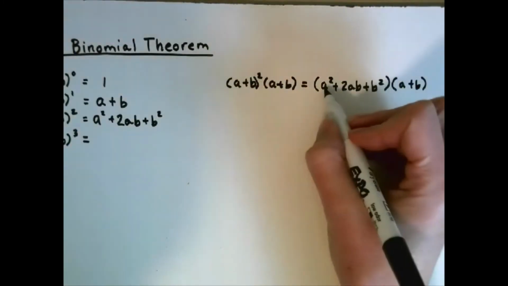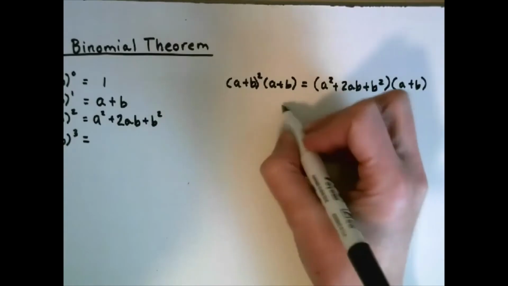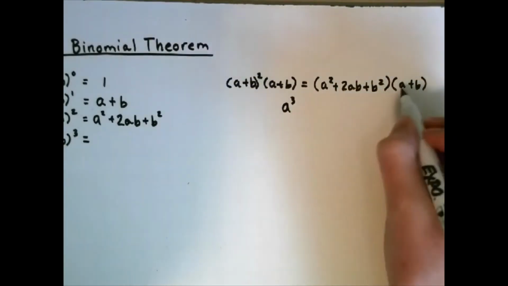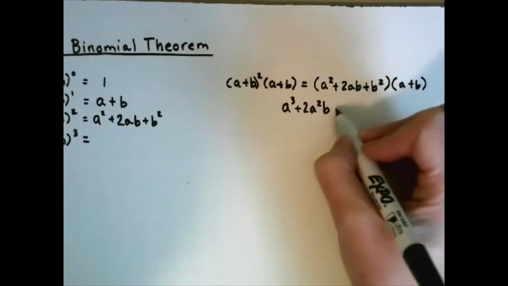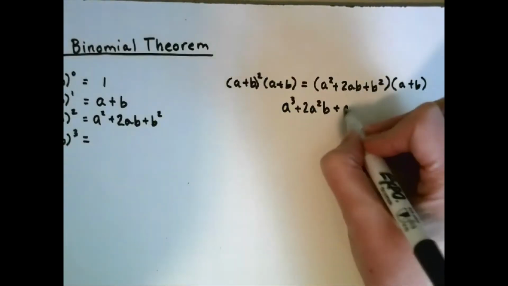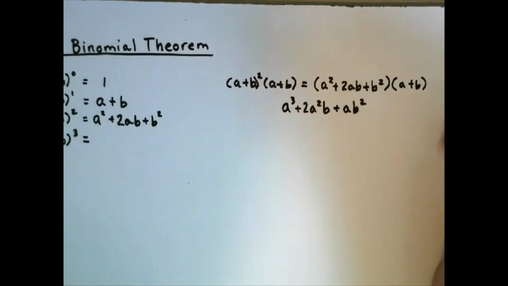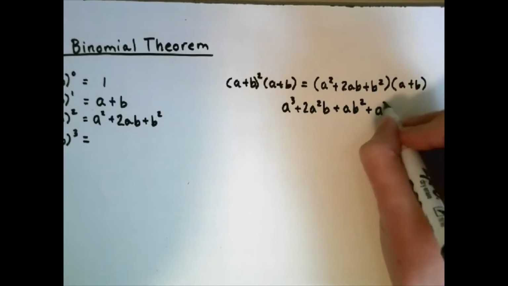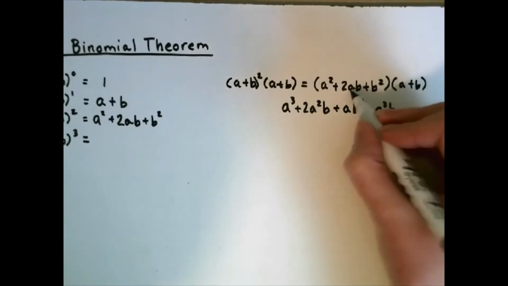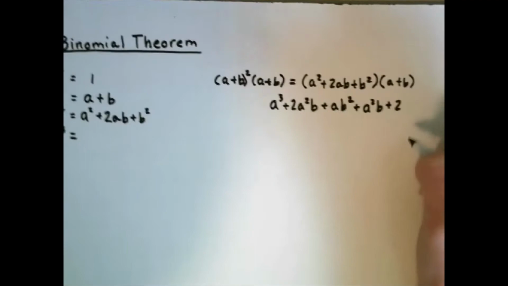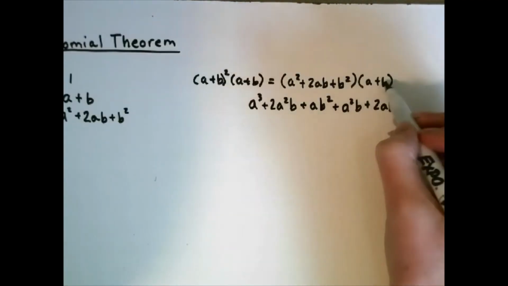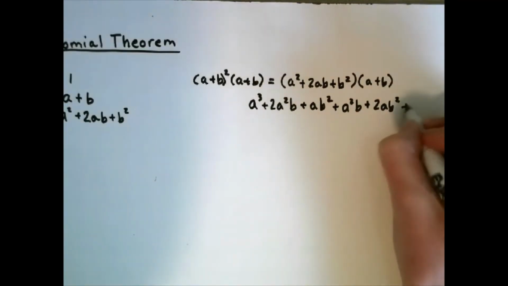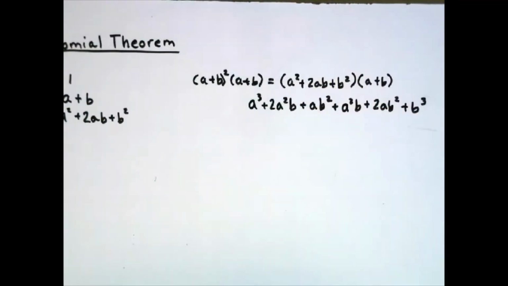So a times a squared is going to be a cubed. 2ab gives me 2a squared b. Multiply that by a gives me ab squared. Okay, so I've done all the a's. Now I'm going to go through and do all the b's. So we're going to have a squared b. Multiply this one, 2ab squared. And then b squared times b is b cubed.